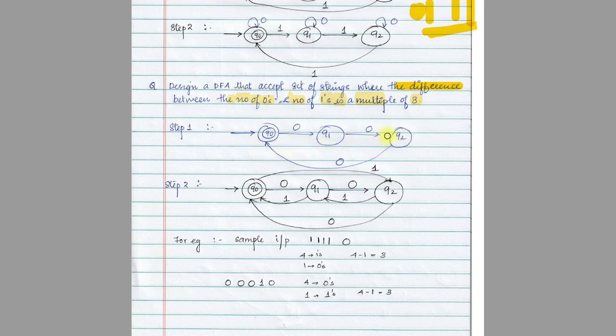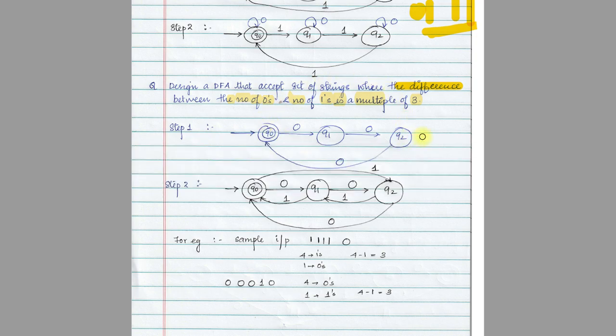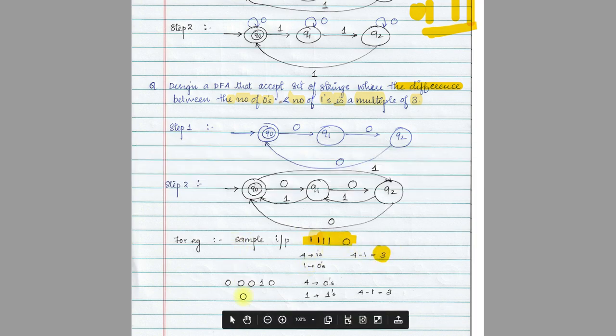Same over here. If this is going to this side, from Q2 I am moving to Q1. So from Q2 to Q0 it was 0, so I will say Q0 to Q1 as 1. Suppose my input string is 1110 double one double 0. So the number of ones is 4 and the number of zeros is 1. So 4 minus 1 is 3. Next is 0010. So the number of zeros is 4 and the number of ones is 1. And the difference we got is 3.